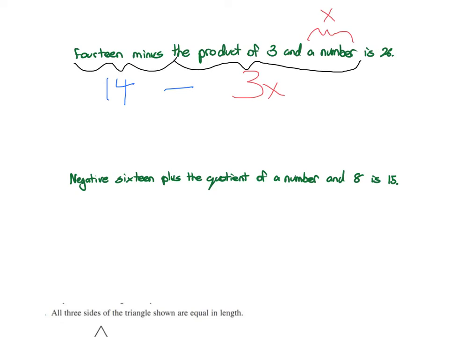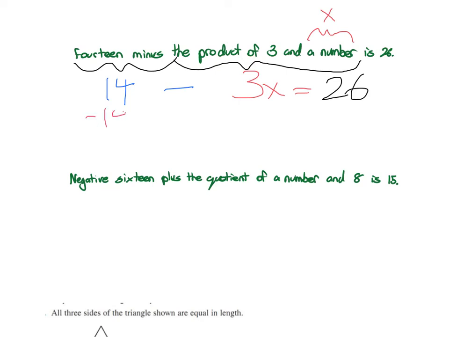And then is 26. Is means equal. And then 26 means, well, yeah, you guessed it, 26. Very good. But we still, of course, have to figure out what this answer is. We have to figure out what x is. What do we start with, the 14? Or do we start with the minus 3x?